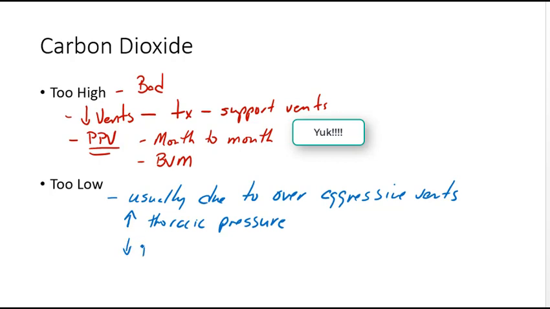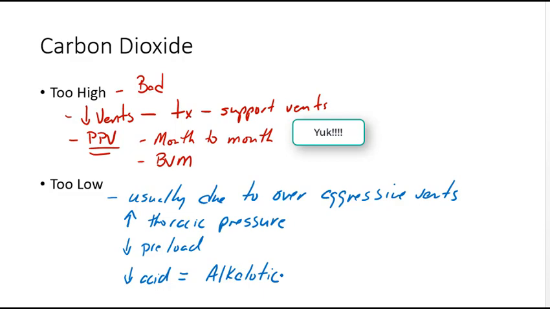Remember that from our last lesson? The other problem with too little CO2 is that we can actually decrease the amount of carbonic acid to a level so low that the patient becomes alkalotic. That's just the opposite of acidosis. This is also potentially harmful.